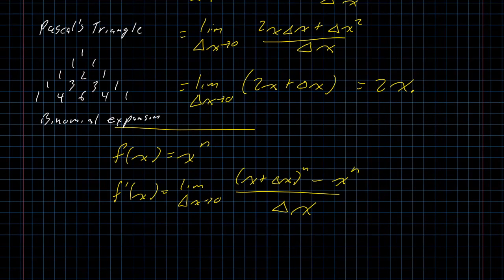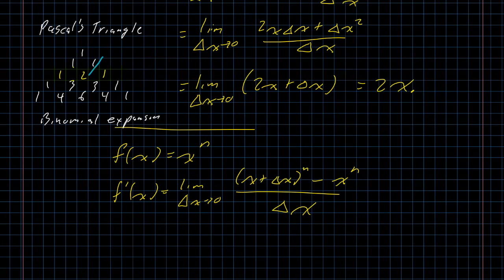So if we have, like we had in the previous problem, the second power, we had x squared plus 2 times x times delta x plus delta x squared. 1, 2, and 1 were the coefficients. If you took x plus delta x and cubed it, you would have x cubed plus 3x squared delta x plus 3x delta x squared plus 1 delta x cubed, and so on down the list.